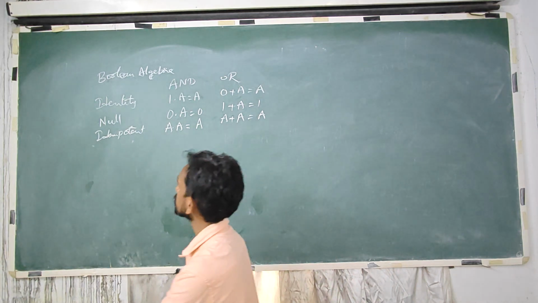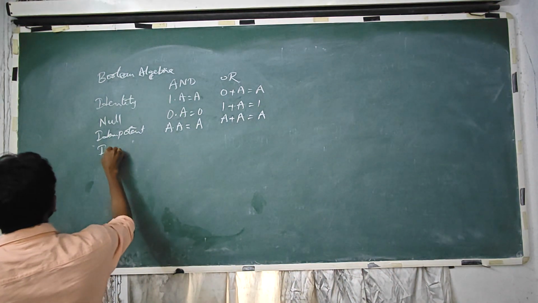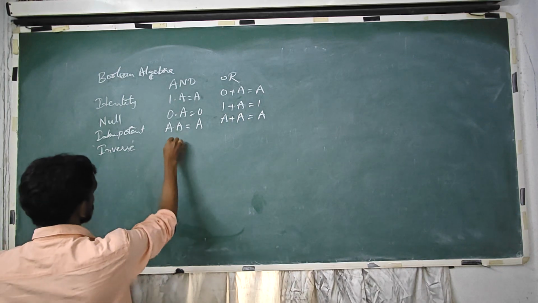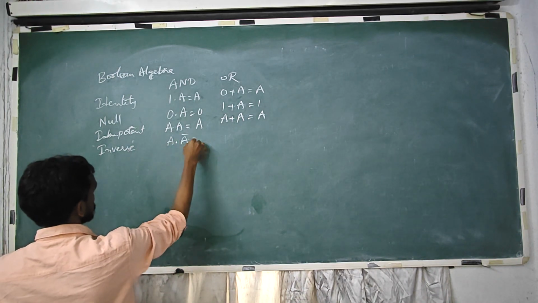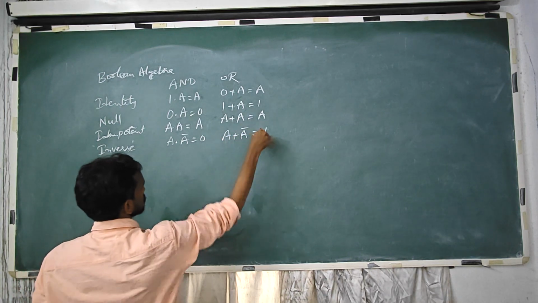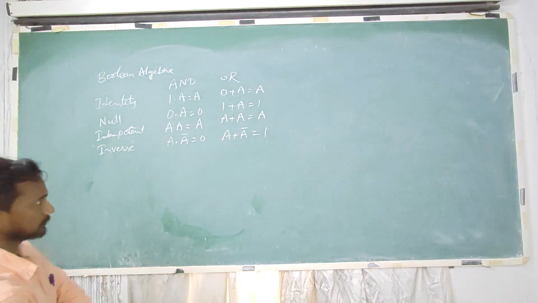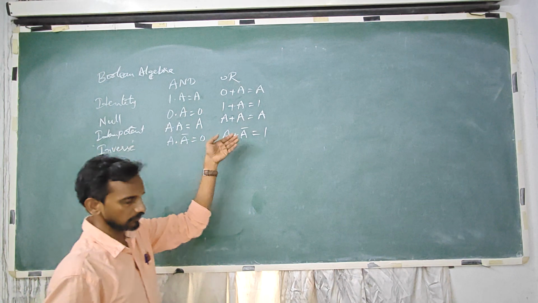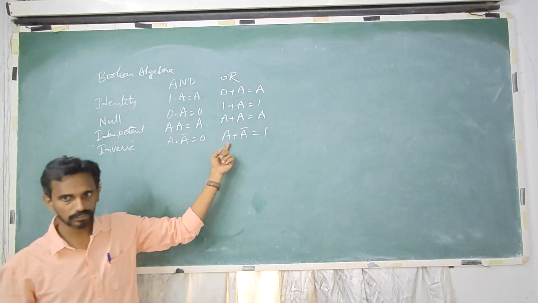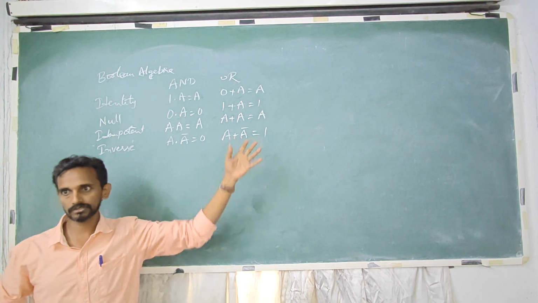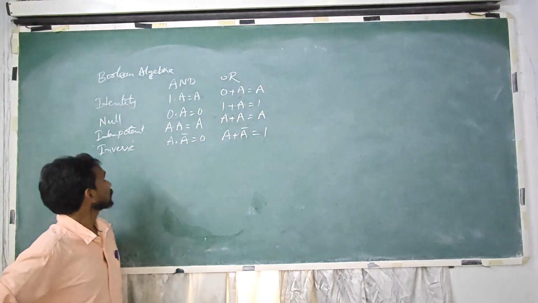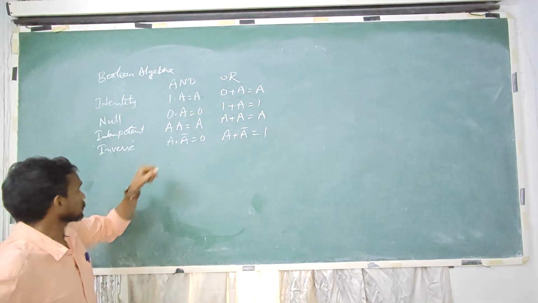Next one, inverse. A into A bar is 0. A plus A bar is 1. Whatever may be the value of A, if A is 0, 0 plus 1 is 1. If A is 1, 1 plus 0 is 1. So that is the inverse operation.